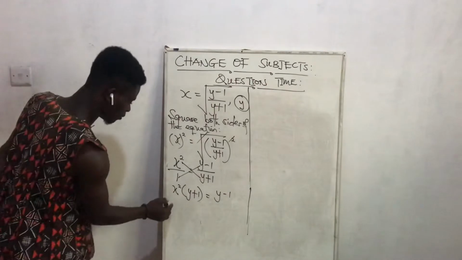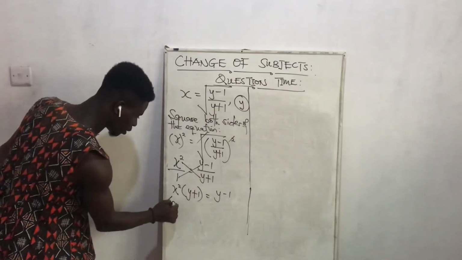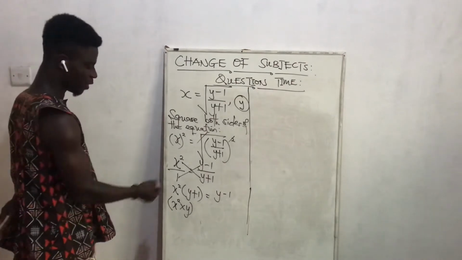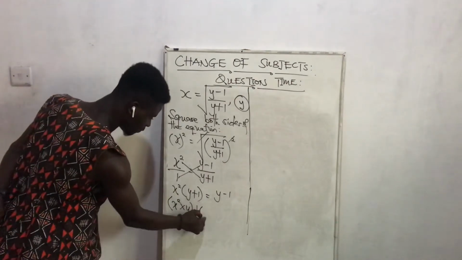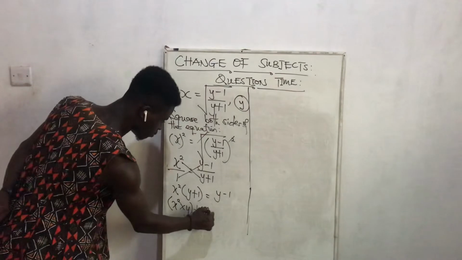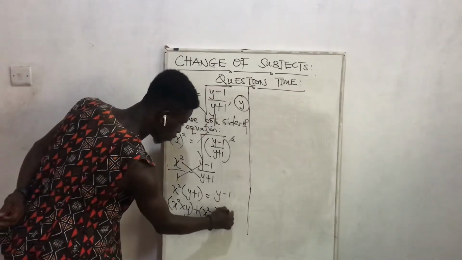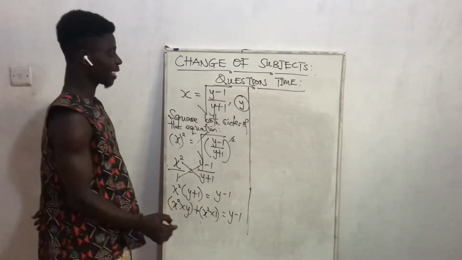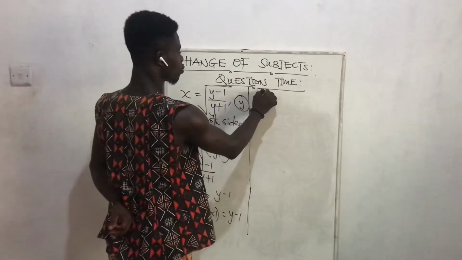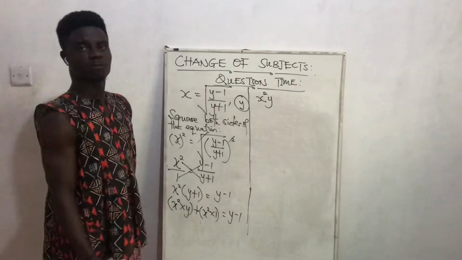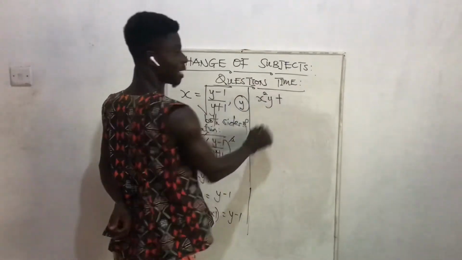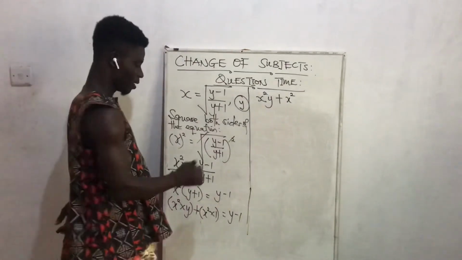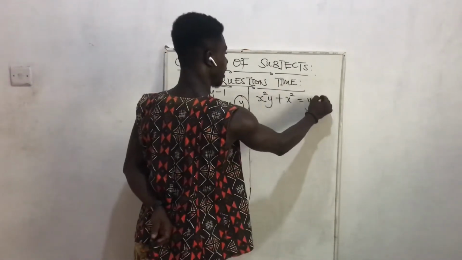So now we expand the bracket. X squared multiplying y. Here we don't have a negative, so I drop my positive. Then x squared multiplying 1 again equals y minus 1. So x squared times y gives x squared y, plus x squared times 1 gives x squared, equals y minus 1.